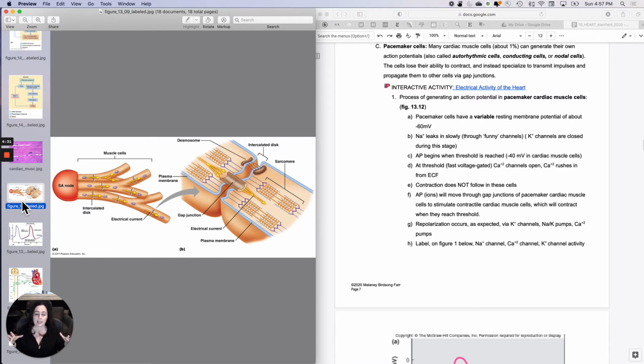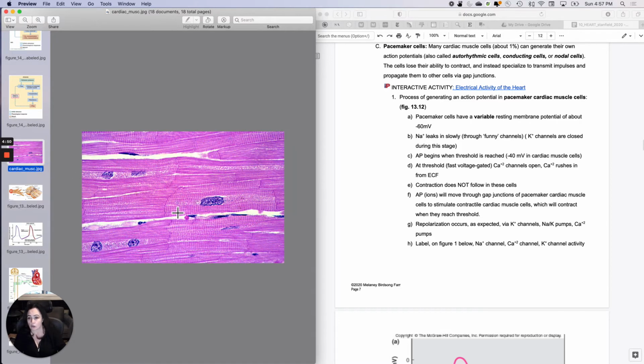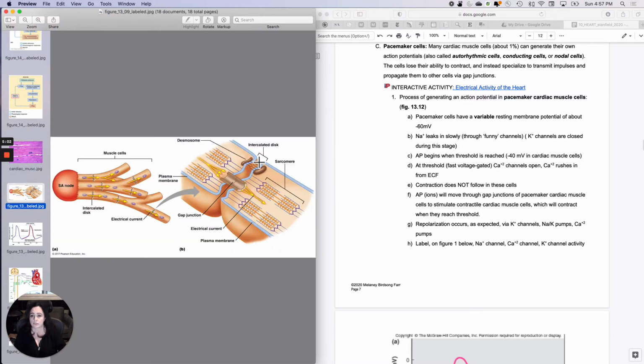So, what they have is a whole bunch of specialized channels on the surface and some pumps too. And then they also have a whole bunch of gap junctions, and they are connected in networks that will allow cells to communicate with one another. So these are pacemaker cells that we're talking about. And remember that cardiac muscle has these intercalated discs between the cells, and at the intercalated discs, in addition to desmosomes for strength, they also have gap junctions for communication. So this is a diagram of an intercalated disc with desmosomes and gap junctions.